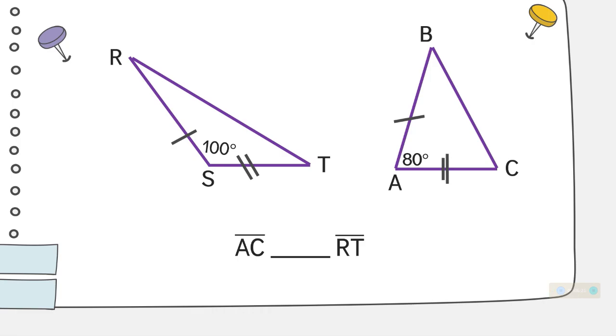How about this one? Segment AC is blank with segment RT. So we have here segment AC, then we have here segment RT. So if you are going to compare, as you have seen, is segment AC greater than or less than? That's correct. We have less than segment RT. So it is less than. Next.